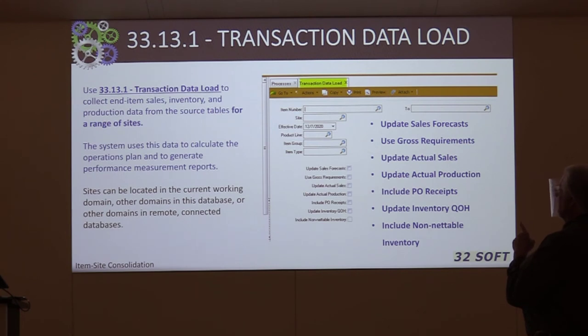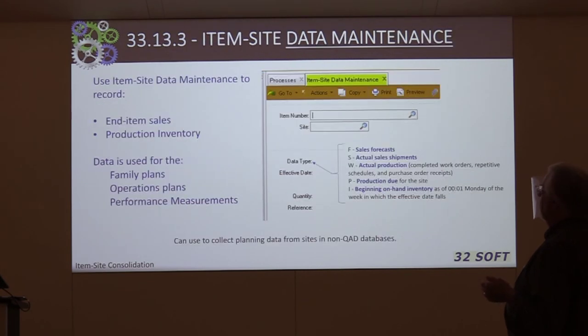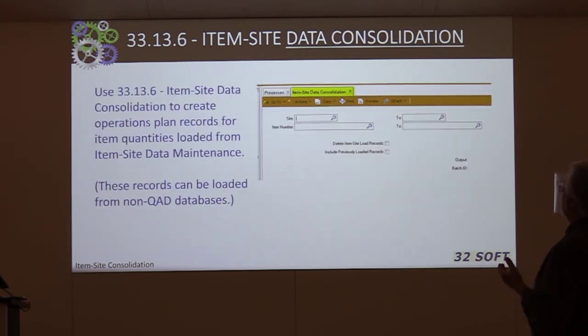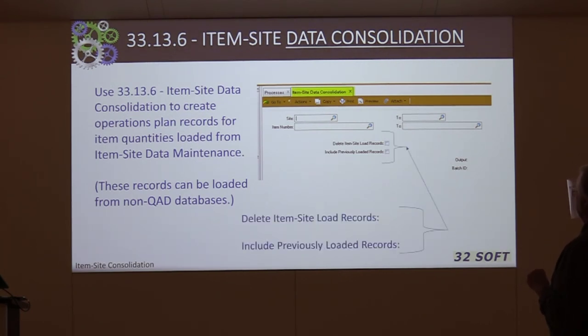33.13.1, transaction load. Here you can use information out of other sites and consolidate it into the sales operations plan. This is the data minutes, and here we looked at a way to use either sales, actual production, etc., to update that data. Then you've got the item data consolidation in 33.13.6.